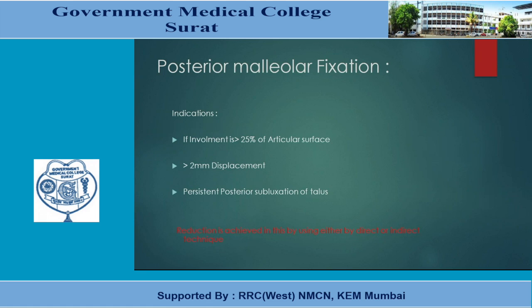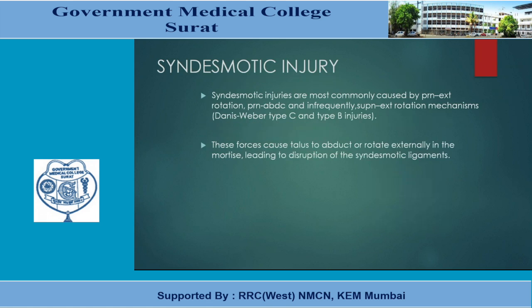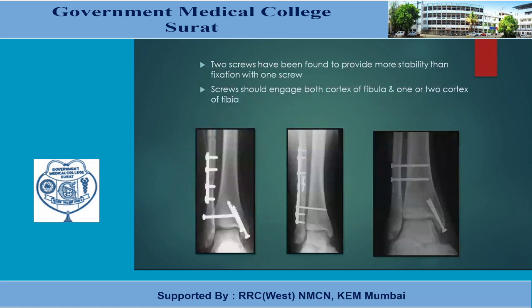A posterior malleolus with more than 2 mm displacement is always fixed with a screw. So this is a posterior malleolar fracture. You can use either anterior to posterior or posterior to anterior screw fixation. Syndesmotic injury is most common. You can't fix the ligament between the tibia and fibula, so we always insert a screw from the fibula to tibia.